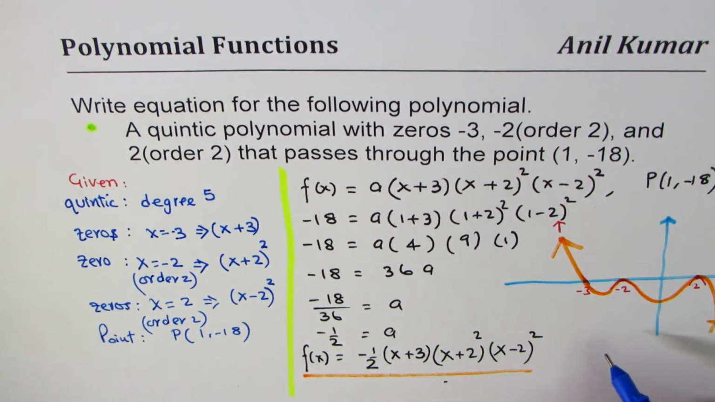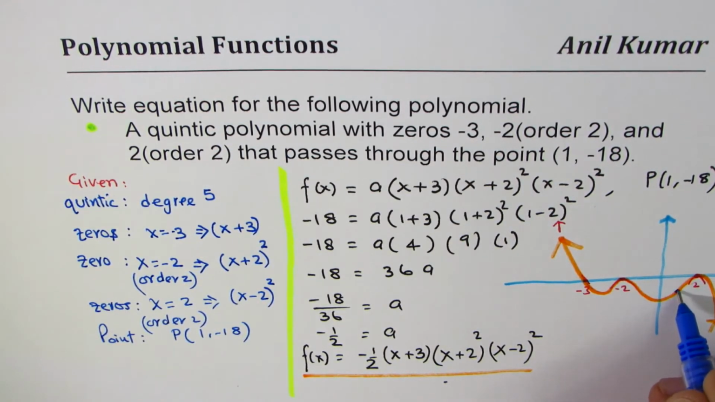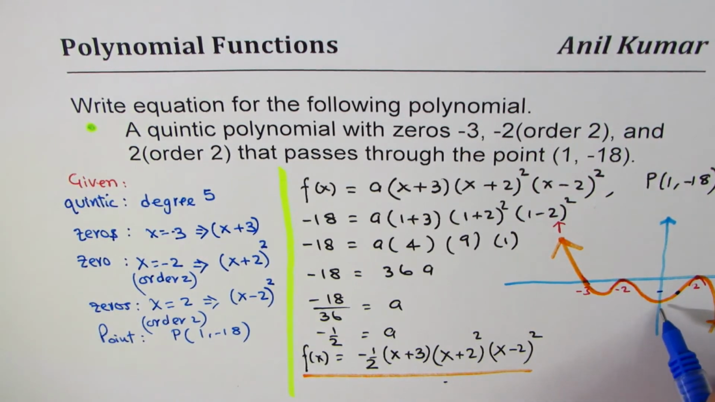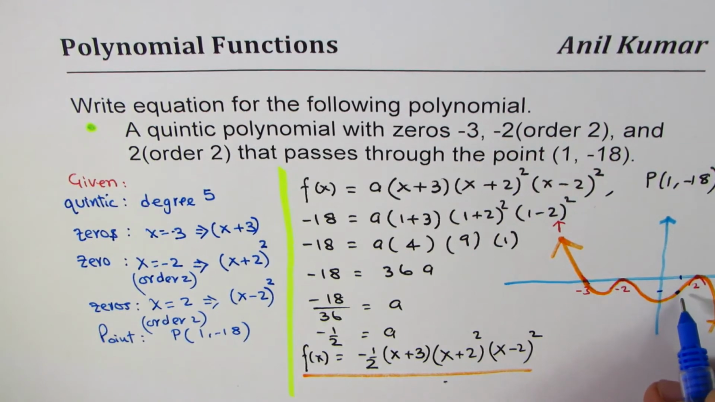It'll go through a point which is (1, -18). So let's say at 1 this point is -18. You can always find the y-intercept by plugging 0 for x. We'll leave that for you. So that becomes the graph for the function. That's point P, which is (1, -18).